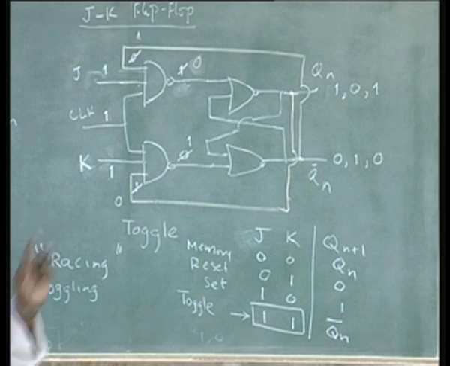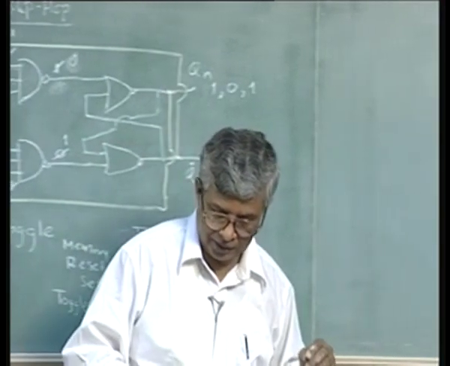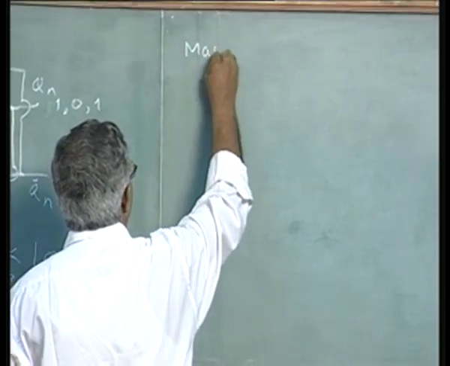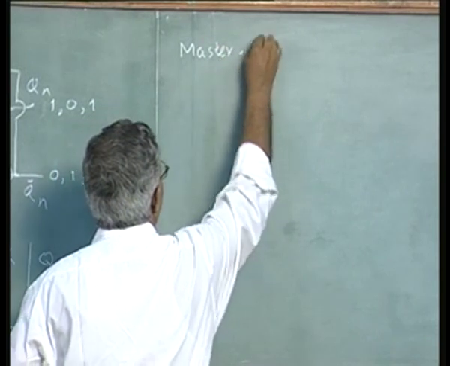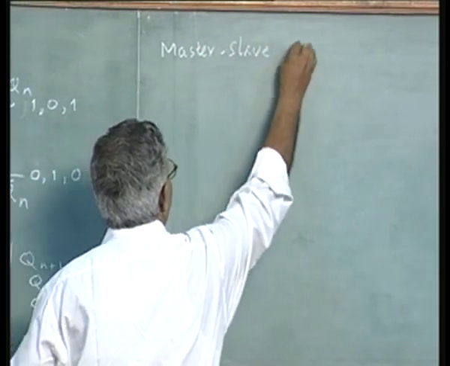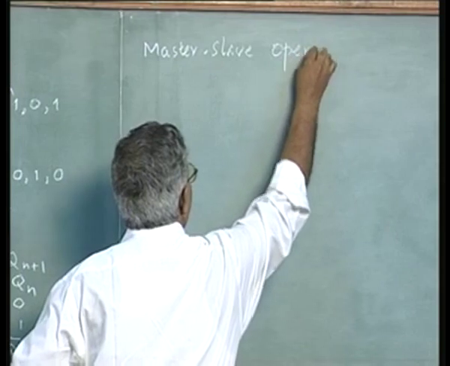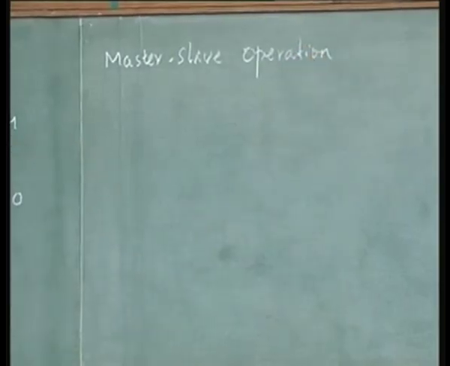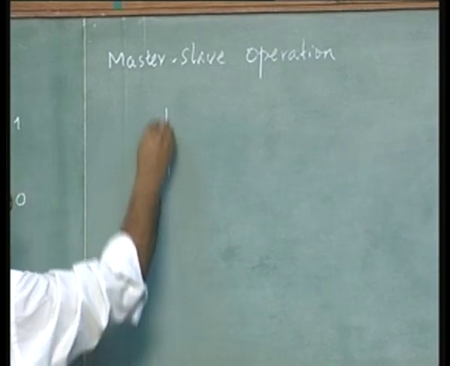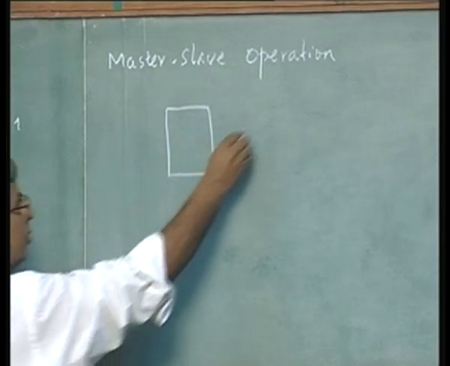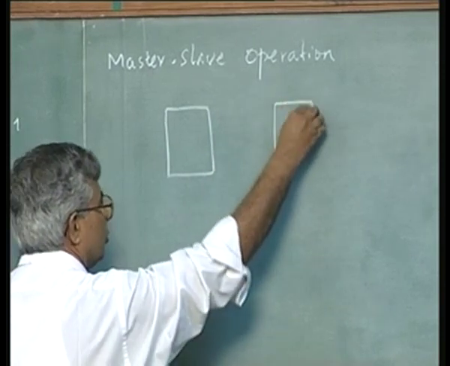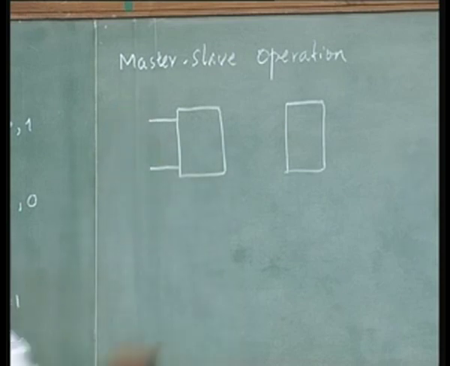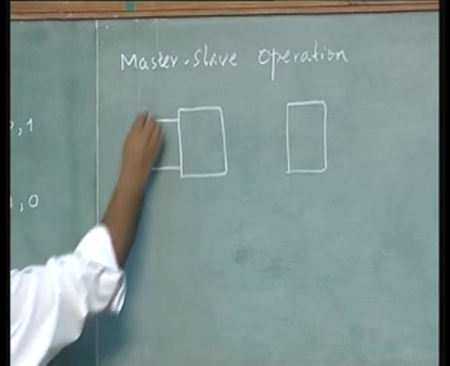There are two simple ways. Again it is a review, so you should have heard about these things earlier. One is called the master slave operation. I will not go into the details of this. In the master slave operation, we have two identical flip flops, JK, SR, whatever you want to call it.